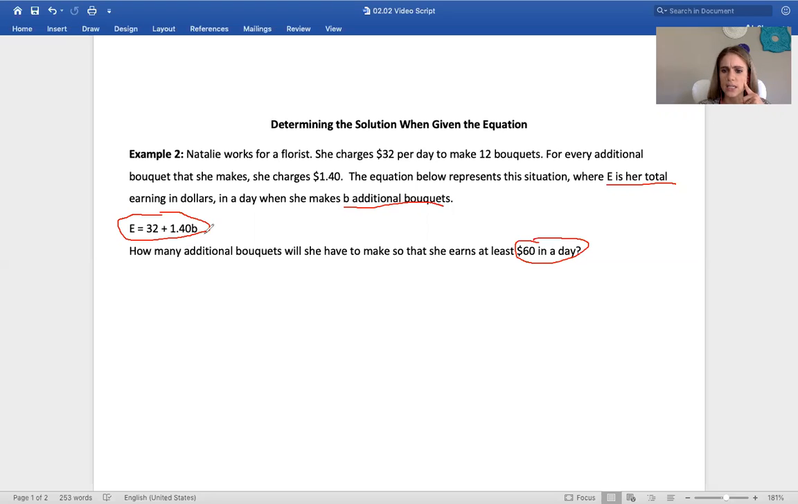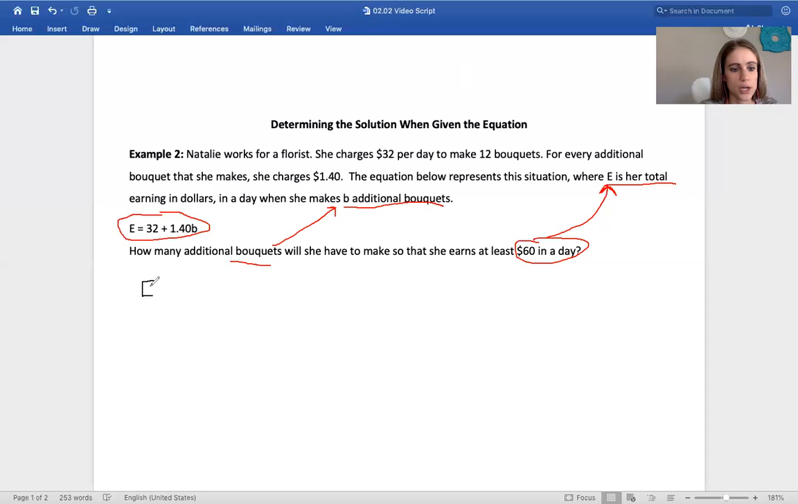All right, what do you guys think? Does 60 represent the E or the variable B? Yeah, it's our E, because E stands for the total earnings, and it says she's earning $60. As we look further into the question, it's asking us how many bouquets. So this is the unknown. This is what we want to find. So that is our variable B, which is going to stay a variable for us to solve.